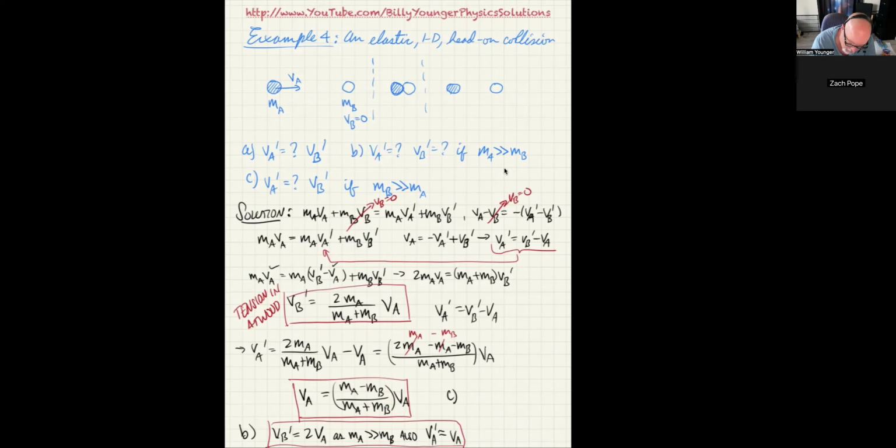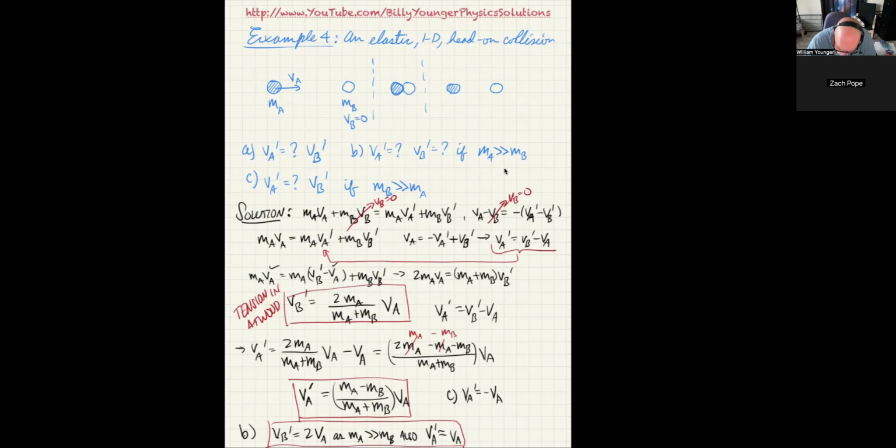And that was supposed to be VA prime. I didn't mark it correctly. Hopefully my students caught that. Now, for part C, what we just found was VA prime is actually equal to negative VA. So this means, for instance, that if a Cooper Mini runs into the tail end of a Mack truck, because the Mack truck's so much heavier than the Cooper Mini, the Cooper Mini is basically going to hit it and fly backwards at the exact same speed that it had. That's more or less what VA prime equals negative VA means.